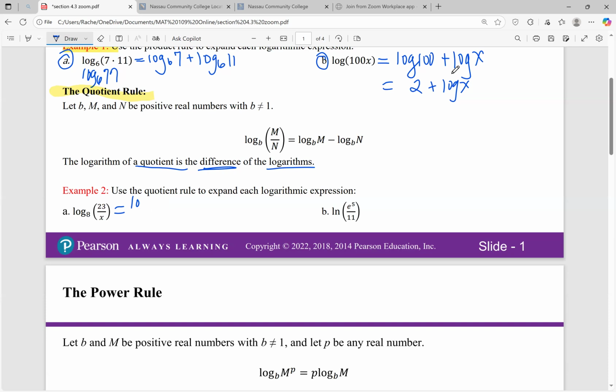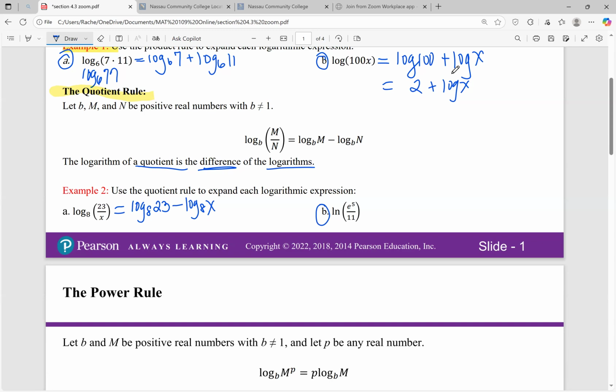Just write this a little bit lower. So we have log base 8 of 23 minus now log base 8 of whatever's in the denominator, which is x. So I could write it as a difference. And let's look at B.